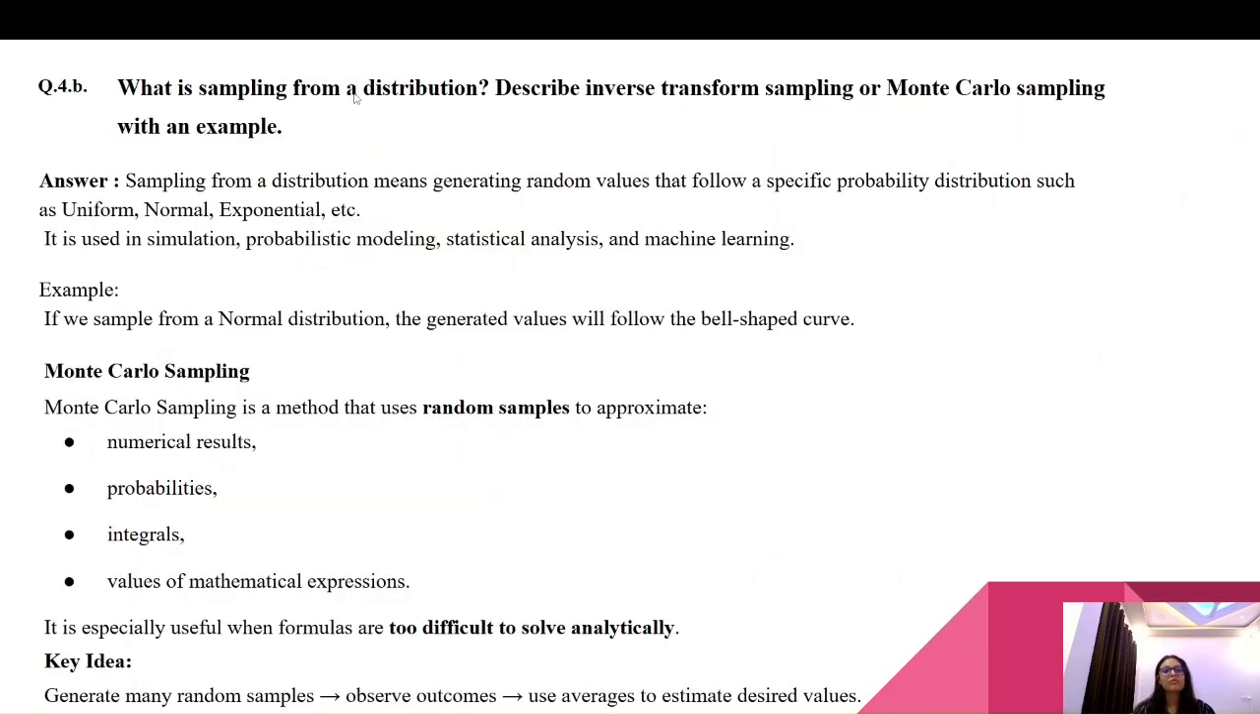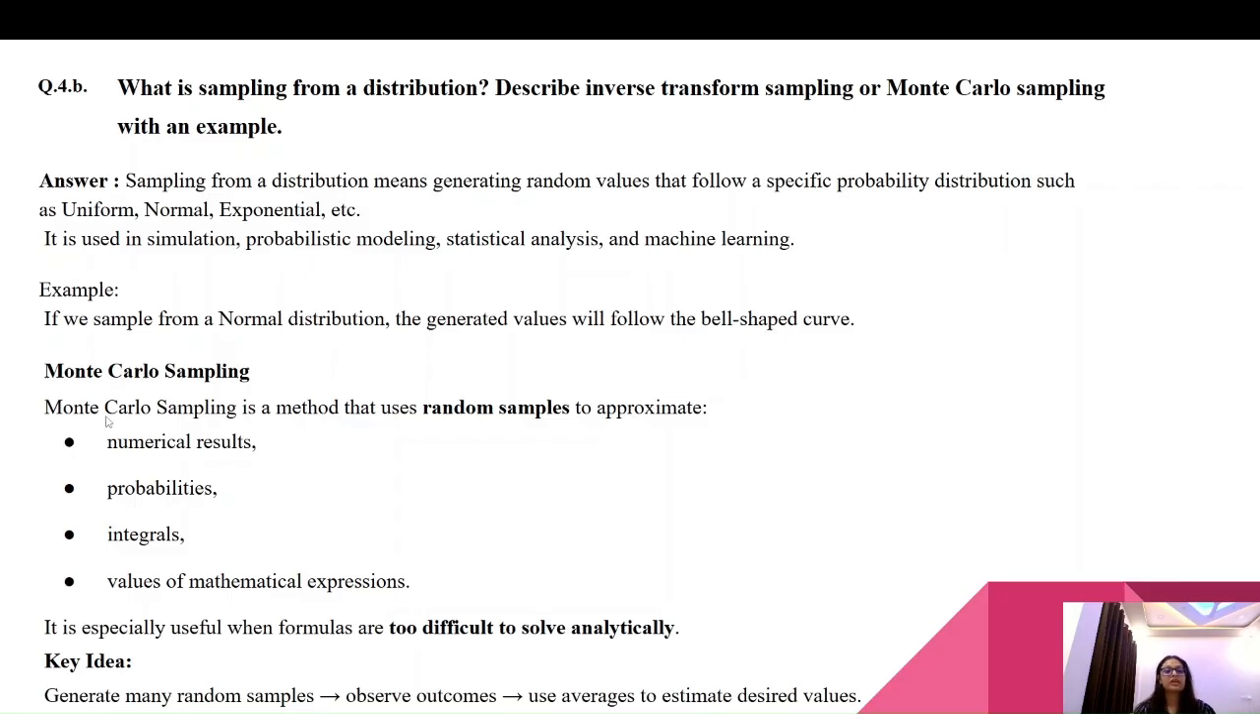Question number 4 B part. What is sampling from a distribution? Explain inverse transform sampling or Monte Carlo sampling with an example. Answer. Sampling from a distribution means generating random values that follow a specific probability distribution such as uniform, normal, exponential, etc. It is used in simulation, probabilistic modeling, statistical analysis, and machine learning. For example, if one samples from a normal distribution, the generated values will follow the bell-shaped curve.